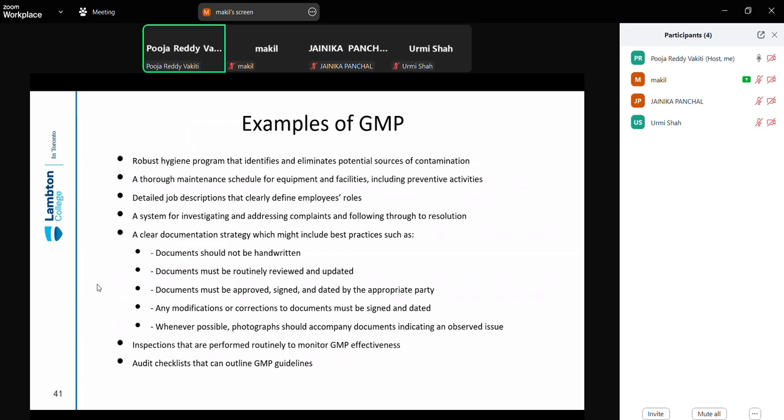indicating an observed issue. It also covers inspections that are performed routinely to monitor good manufacturing practice effectiveness. And it also includes audit checklists that can outline GMP guidelines. And the next slide, please.